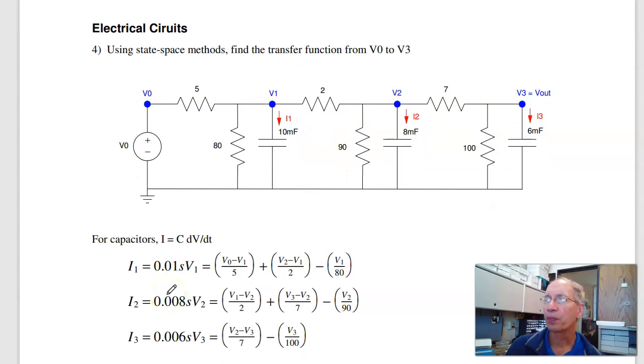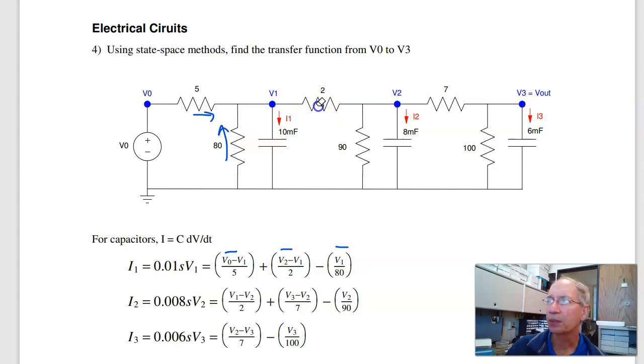Problem 4. Find the transfer function from V0 to V3 using state space methods. So the first trick is to find the currents to the capacitors, I equals C dV/dt. So I1 is the current from the left. That's V0 minus V1 over 5, plus this current, 0 minus V1 over 80, plus this current, V2 minus V1 over 2. All that together adds up to I1, that's C dV/dt.